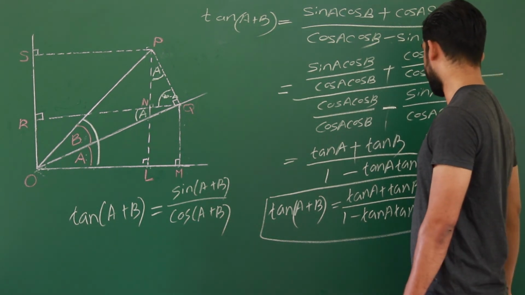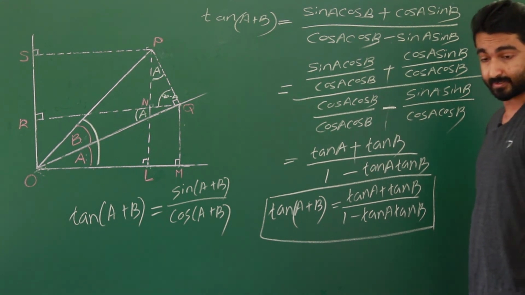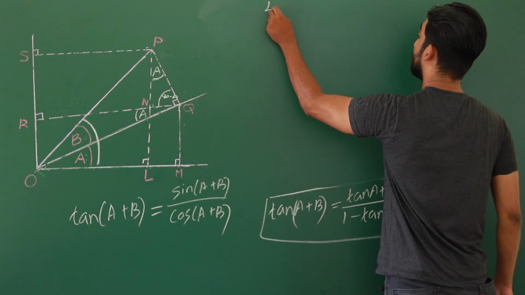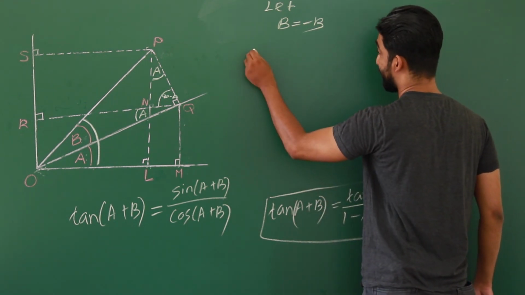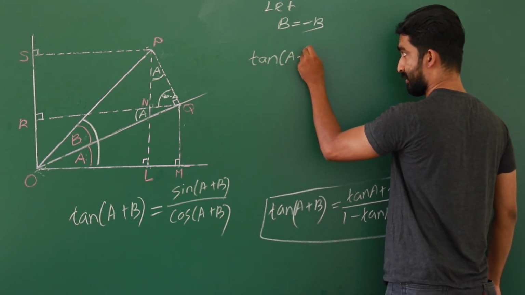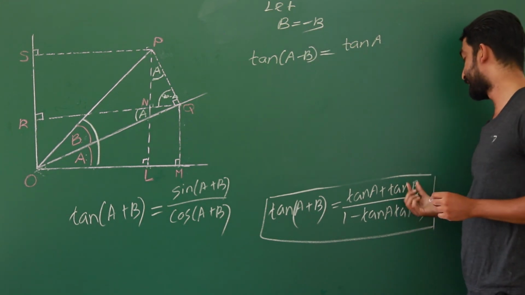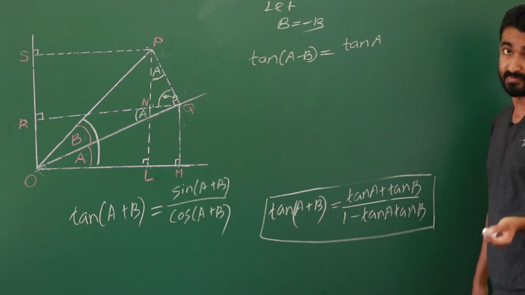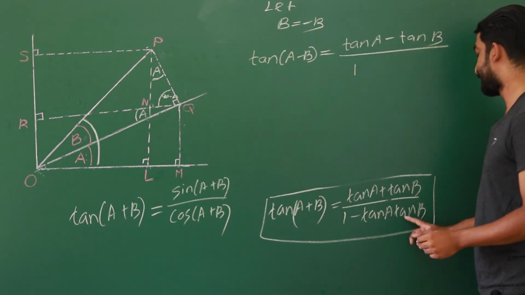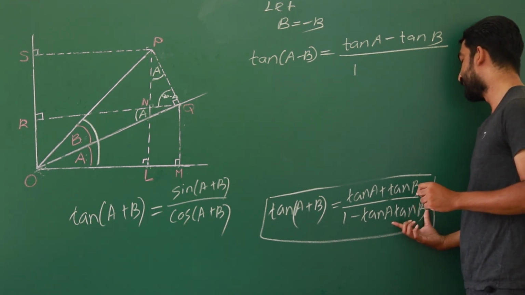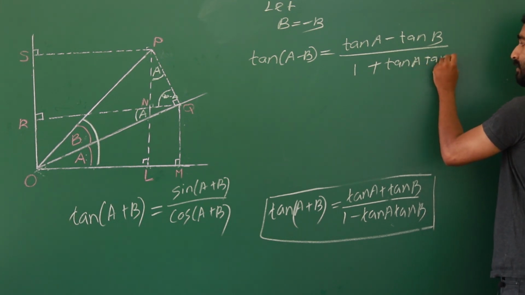Similarly to what we did in the previous step, by substituting B equals minus B, instead of B we are substituting minus B, so it will be tan A minus B equals tan A plus tan minus B. Tan minus B will be minus tan B, considering the quadrant rule. So this is minus tan B over 1 minus, and with tan minus B being minus tan B, minus and minus make plus, so it is 1 plus tan A tan B.